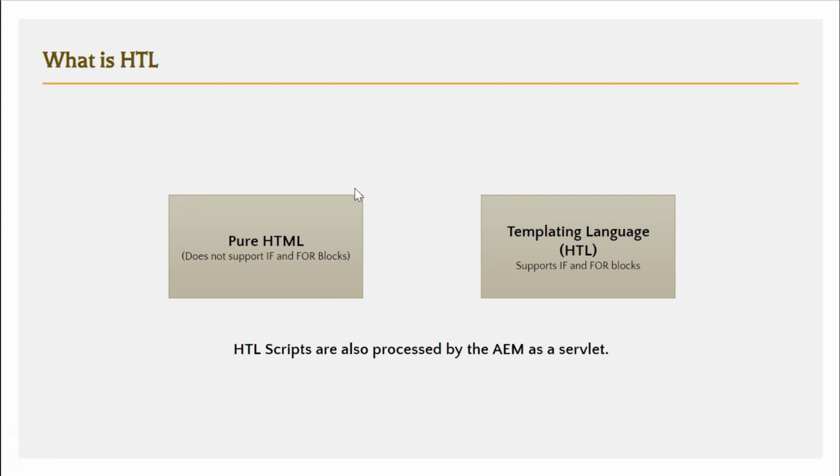In pure HTML, you will not be able to add or delete a particular div tag or any of the HTML tags. Either you need the HTML support or the backend framework support. So you cannot add for blocks also in pure HTML. But if you are using a templating language, then you can use this if block and for block. So what are the examples of the templating language?